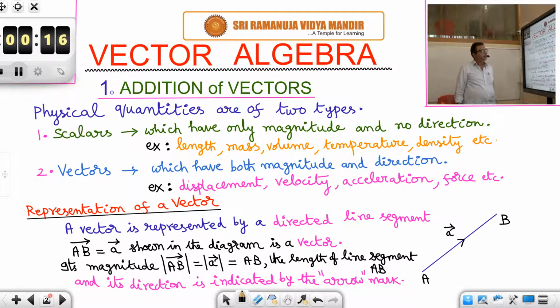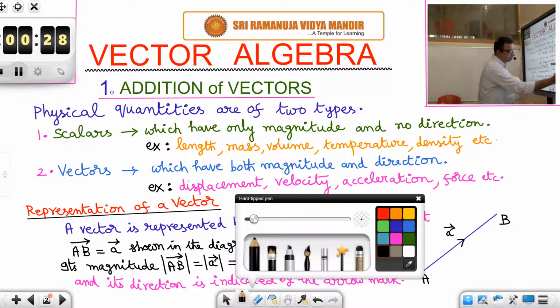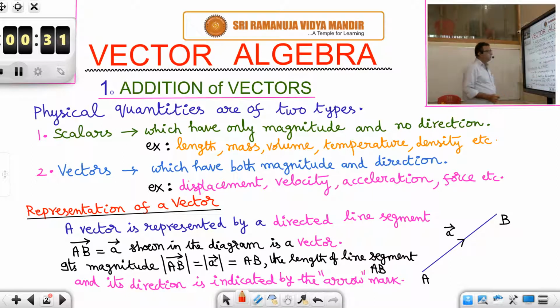Start with the first topic, addition of vectors. Addition of vectors. So first let us define what is a vector and what is a scalar.